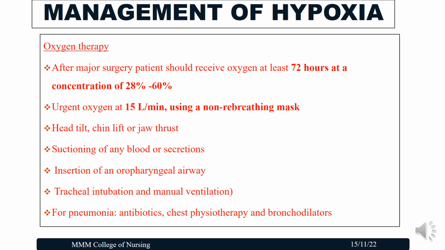For pneumonia patients, we have to start antibiotics. Chest physiotherapy and bronchodilators should be provided for the patient. Postoperatively, if we are suspecting pneumonia or the patient has been affected with pneumonia, antibiotic treatment should be started immediately. Chest physiotherapy should be provided and the patient should be started on bronchodilators.